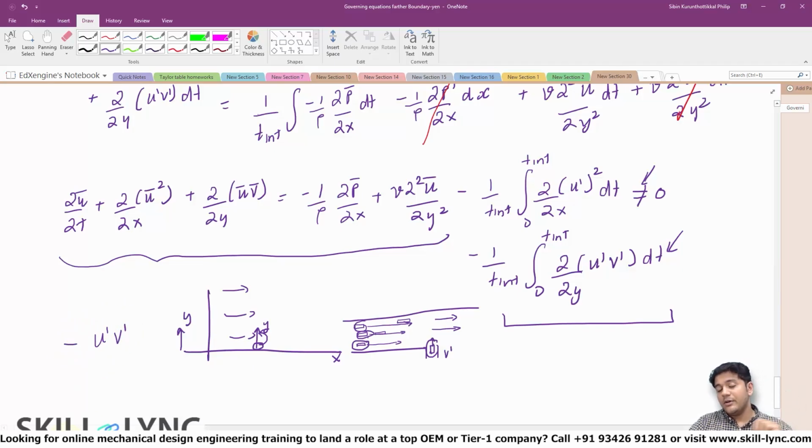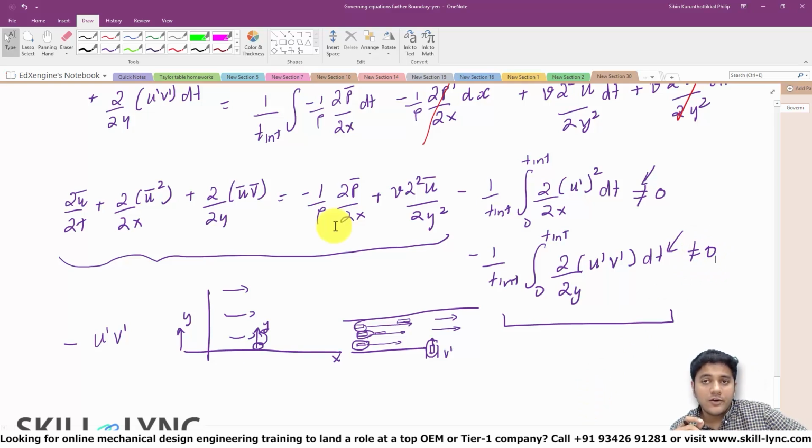Because if you have a positive number and you multiply it with a negative number, the result is going to be a negative number, right? And when you take the time average of a quantity that is completely negative, the result is also going to be a negative number, right? In other words, this term is also non-zero.